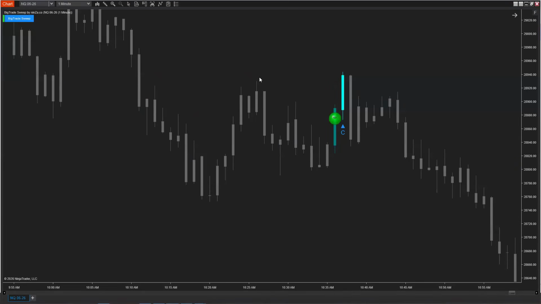Right above it. So what are they going to do? What are they going to do? They're going to push through this. They're going to take out all those stops, collect all these contracts to do what? To go completely the other way. Okay, so this is not something that happens once in a while. If you train your eye to look for this, you're going to see this every day. Every day. I can pretty much guarantee it.